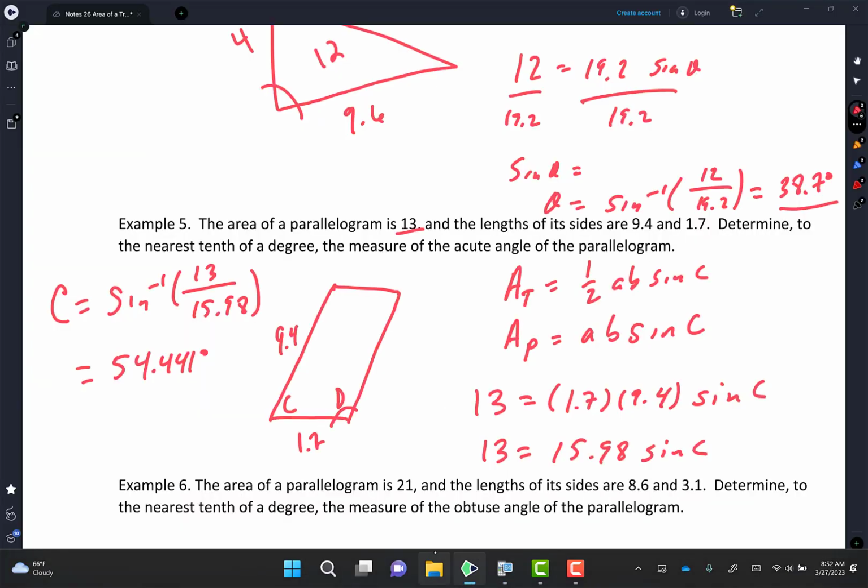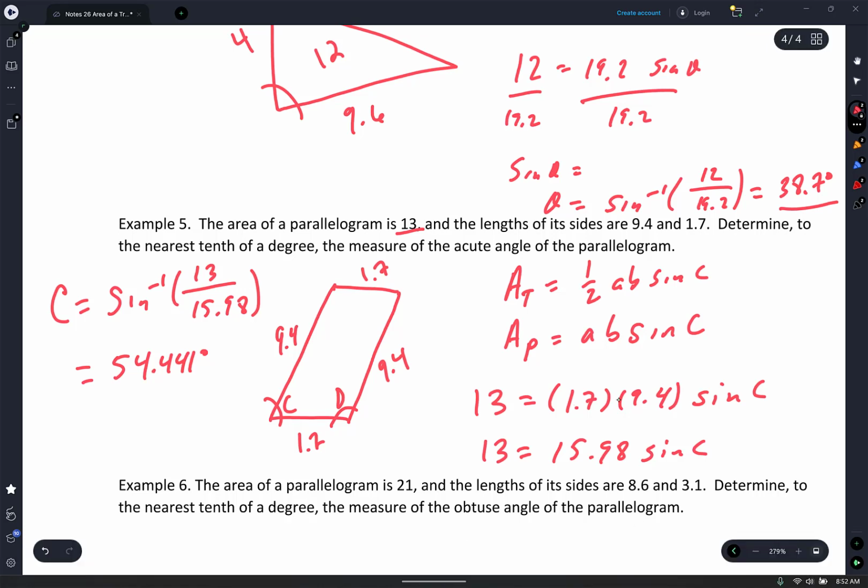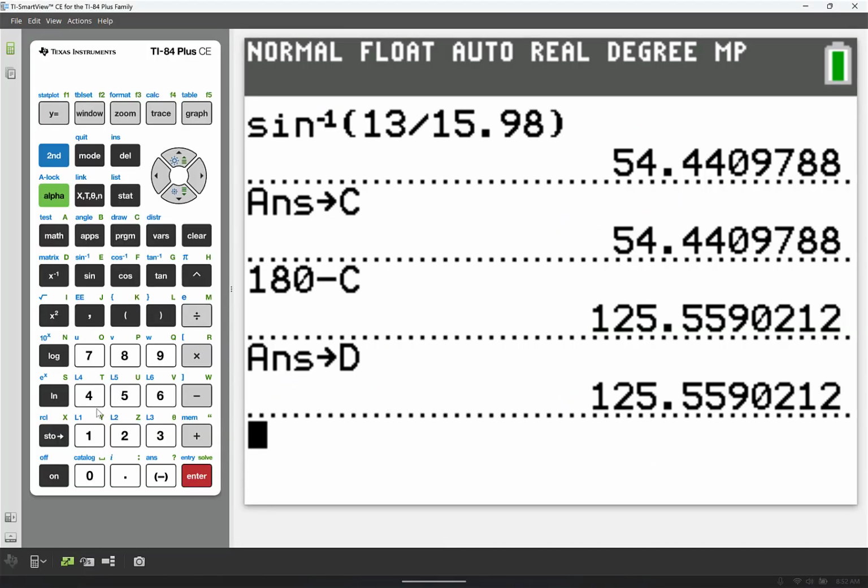I want to show you guys that this side is also 9.4 because that's a property of a parallelogram. And that's also 1.7. It doesn't matter what angle you use. You will get the same area of 13. So check it out. If I put 1.7 times 9.4 sine C, I'm going to get 13. If I use 1.7 times 9.4 sine D, I'm still going to get 13. Watch.